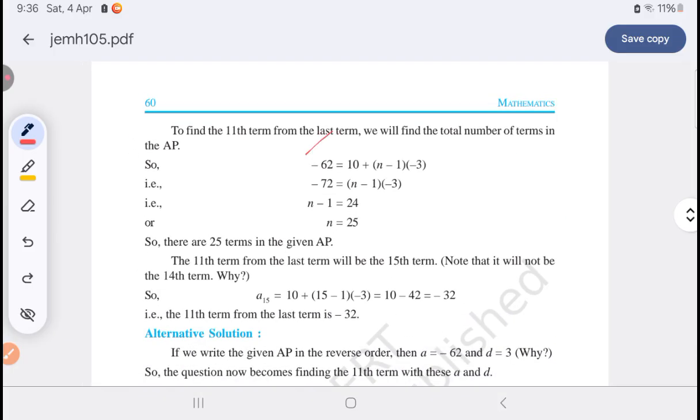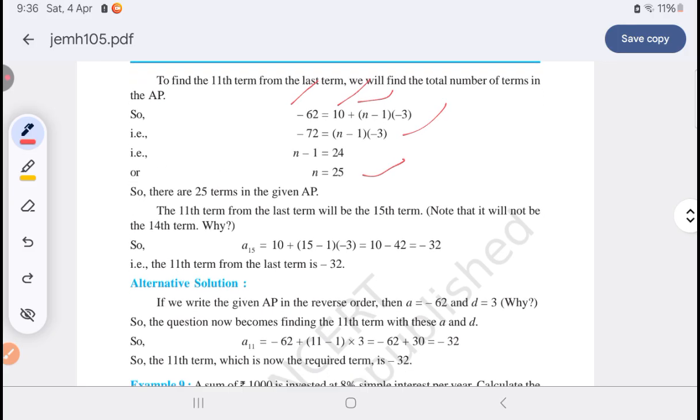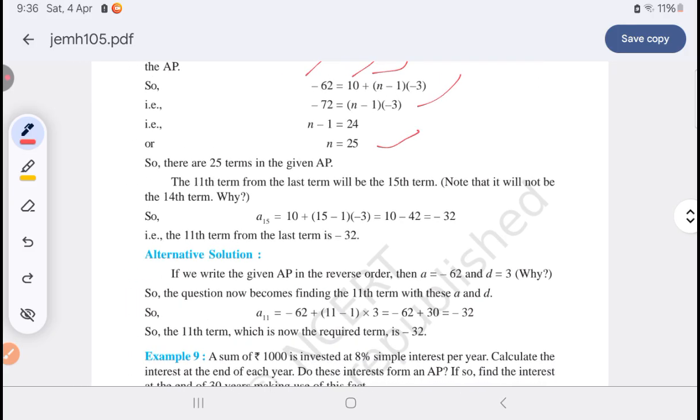This is the last term, the first term, then n minus 1 into the difference. So we got 25 terms in the series. So the 11th from the last term will be the 15th term. So you have to find the 15th term. You know A, you know n minus 1 and also the difference. Minus 32 is the 15th term. So the 11th term from the last term is minus 32.